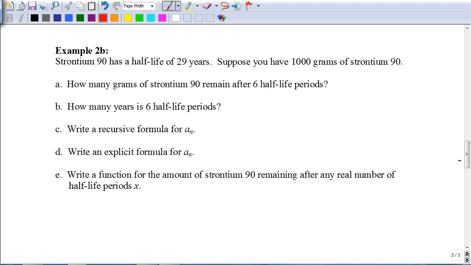Strontium-90. Strontium-90 has a half-life of only 29 years, a little shorter half-life than carbon-14. So here it says, suppose you have 1,000 grams of strontium-90. How many grams of strontium-90 remain after 6 half-life periods? Actually, let's do this one a little bit differently. First off, let's answer part B. How many years is 6 half-life periods? Well, 1 half-life is 29 years, so 6 times 29 would give us 174 years.